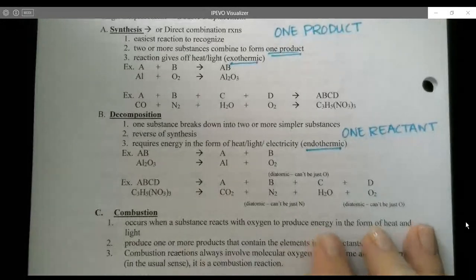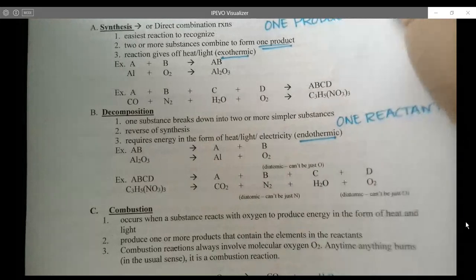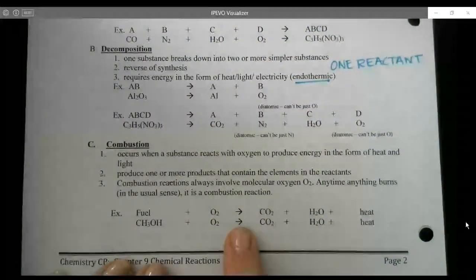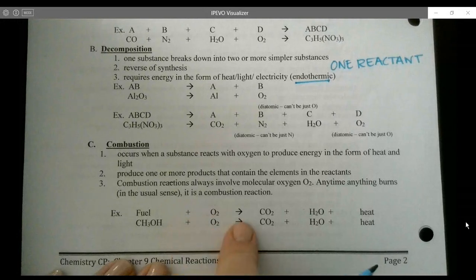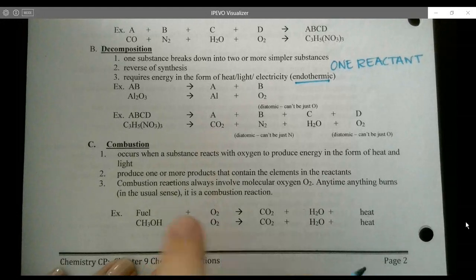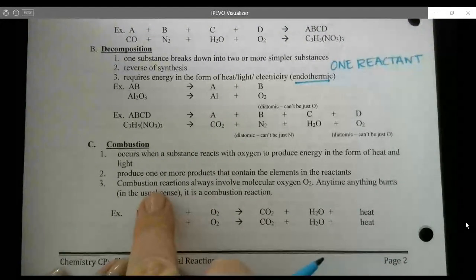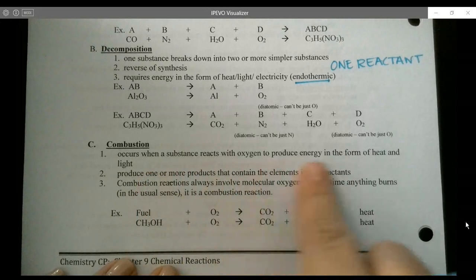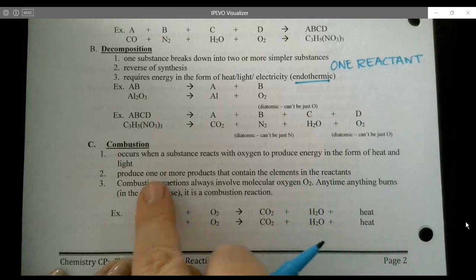Okay? Now, the new one that we haven't talked about yet is combustion. So combustion is pretty much just the burning of something, right? When we think of burning a fuel, burning a gasoline, burning an alcohol, burning a gas, that's combustion. Okay, so it occurs when a substance reacts with oxygen and it produces energy in the form of heat or light.